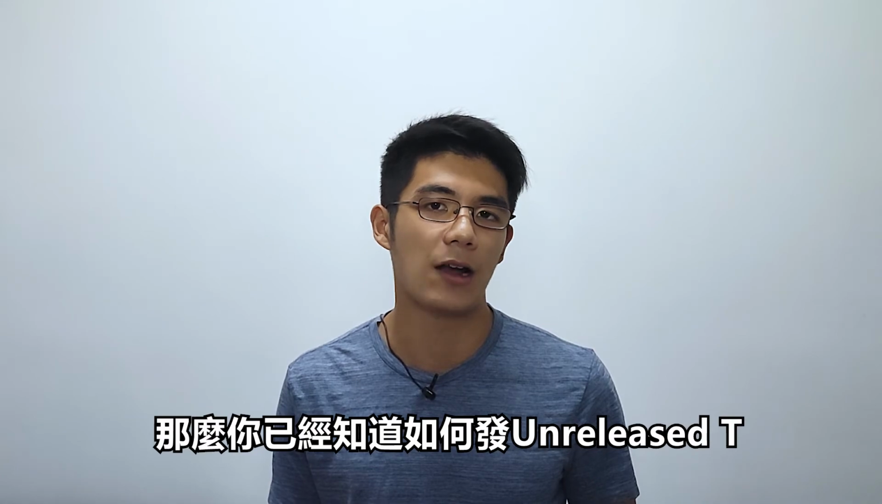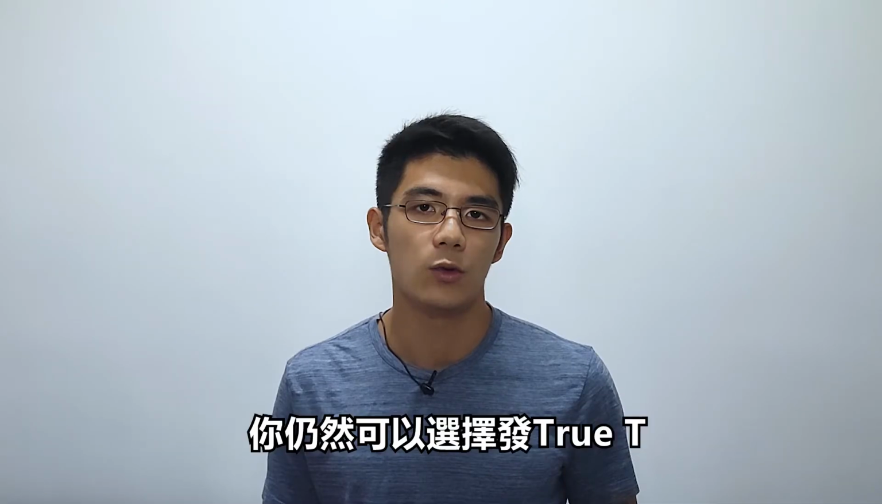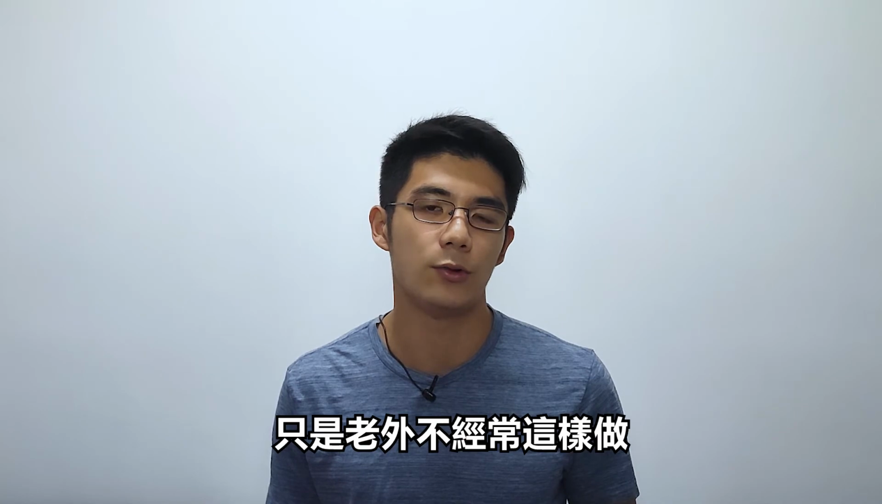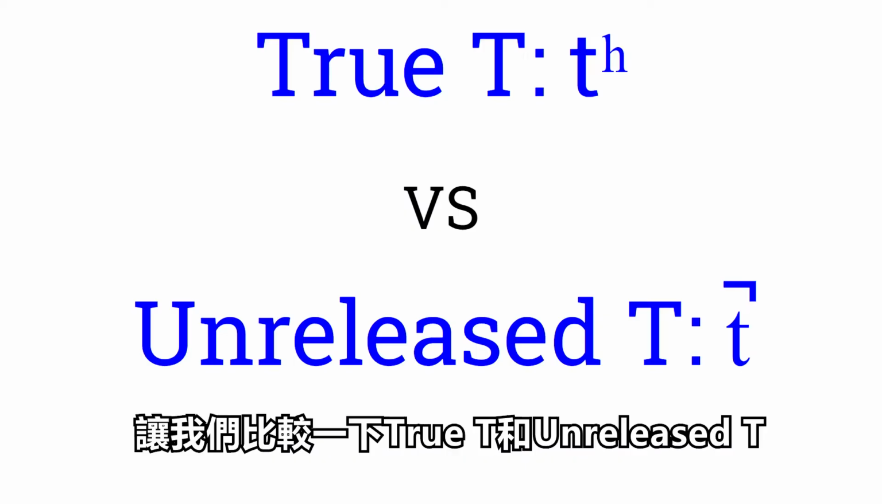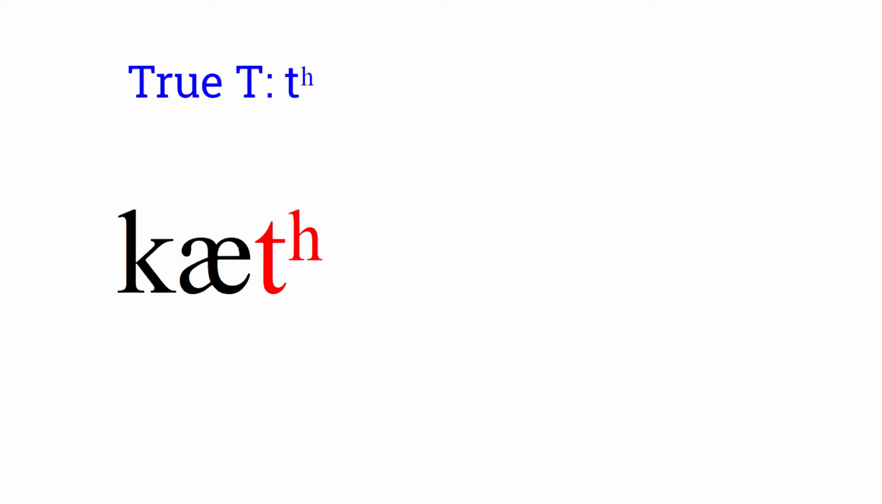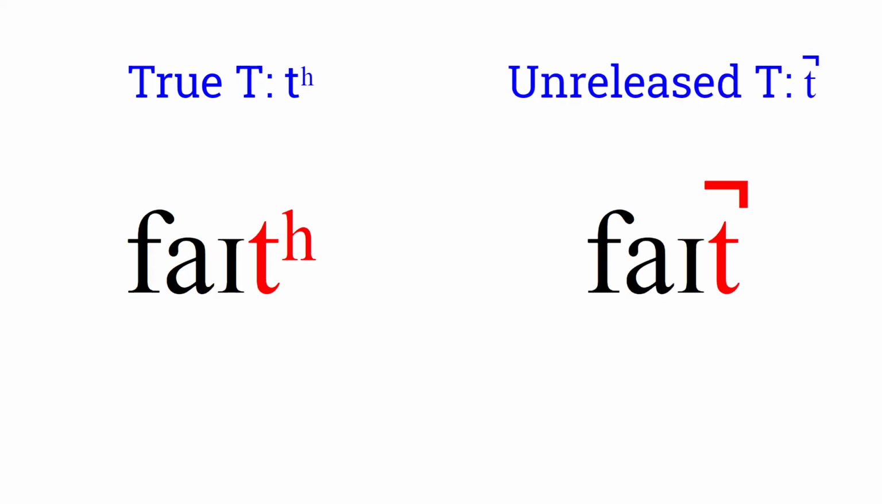If you're a Cantonese speaker, then you already know how to pronounce it. It's exactly the last sound of git, gut, chut. You may still pronounce a true T. It's just that English native speakers don't do that so often. Let's compare the true T and the unreleased T. Sit, sit. Cat, cat. Fight, fight.